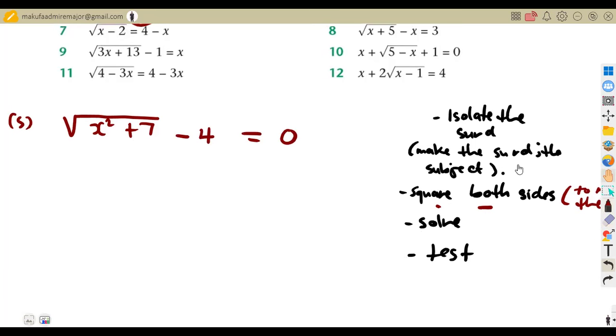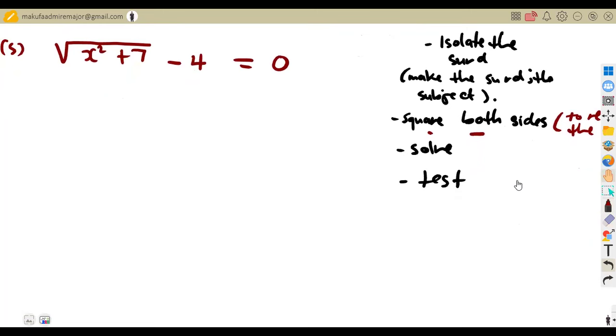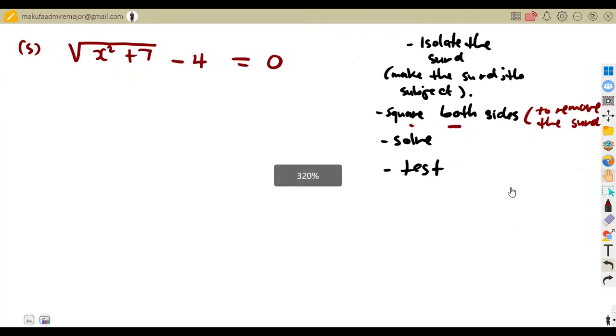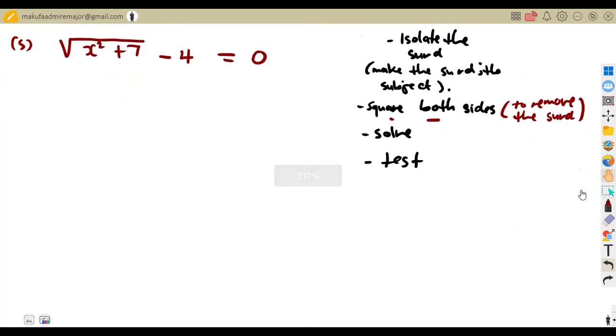So like I said, the first thing, isolate what? The square root. Make the square root the subject. How are we going to make the square root the subject? We have to square both sides. But before that, what are we going to do to isolate this? We're going to transpose the minus 4 to the other side of the equation. It becomes what? A positive. We are subtracting. This is not a multiplication where you divide, all right?